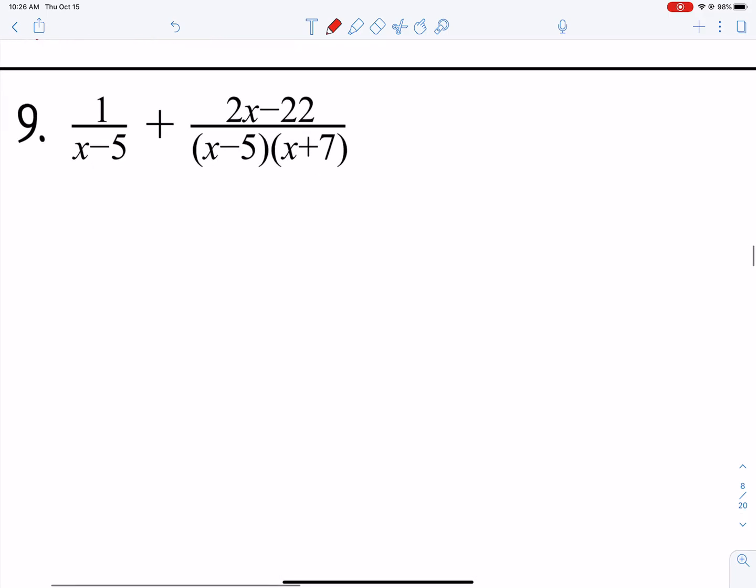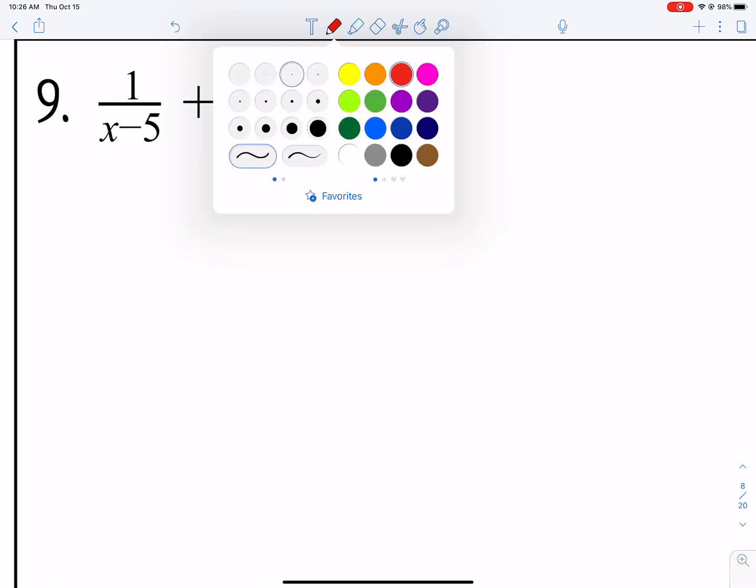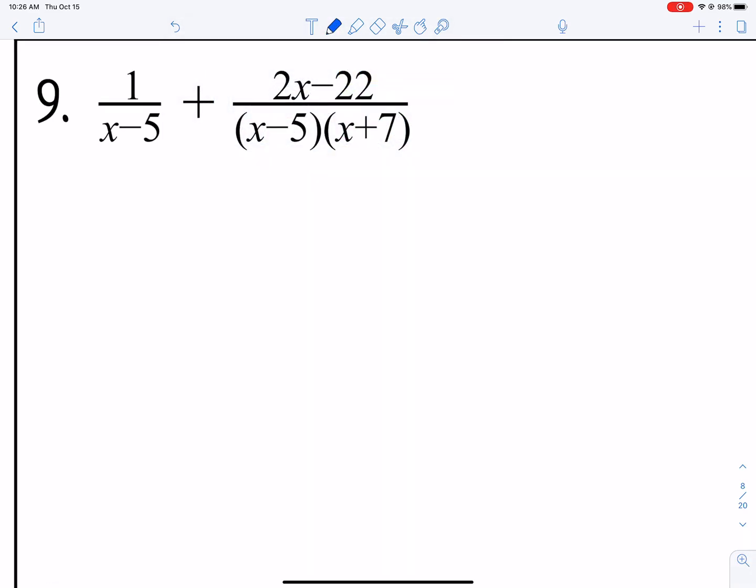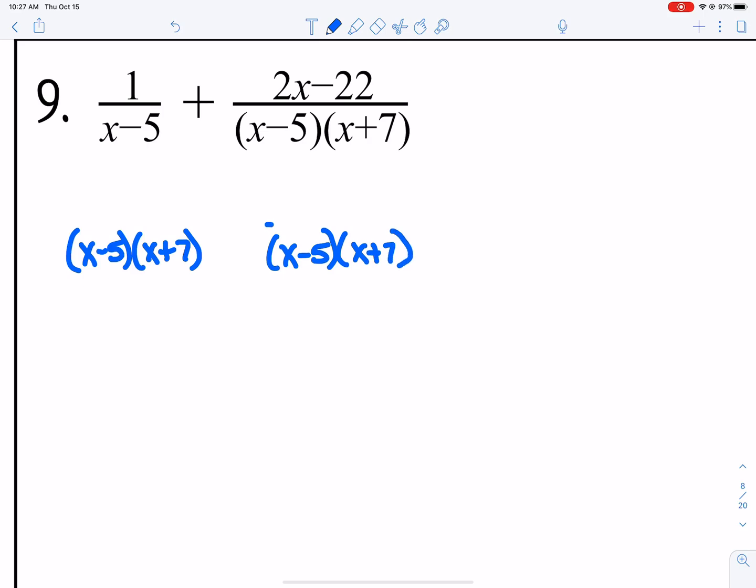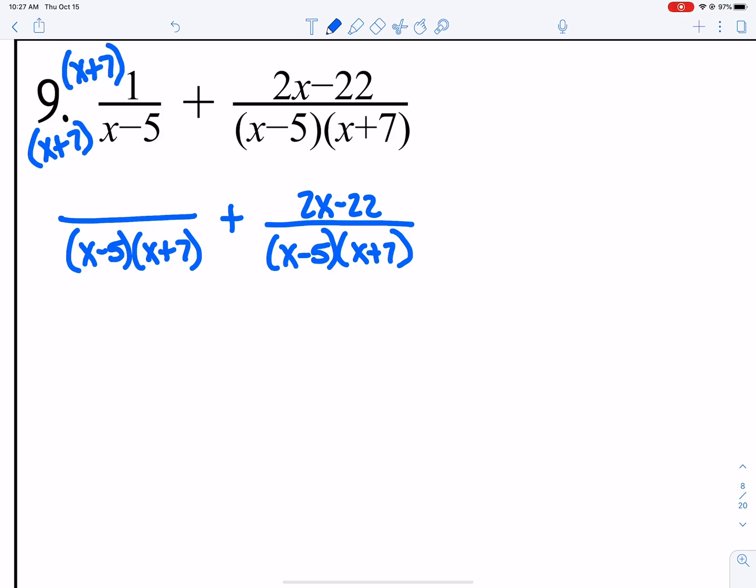All right, 2 more examples to look at. So number 9, we've got denominators x minus 5 and x minus 5, x plus 7. So x minus 5, x plus 7 is going to be our least common denominator. We could definitely make them look like that, because the one on the right actually is already that denominator. So let's just bring down the numerator. The one on the left, we just would need to multiply by x plus 7 on the top and the bottom. So 1 times x plus 7 is still just x plus 7.